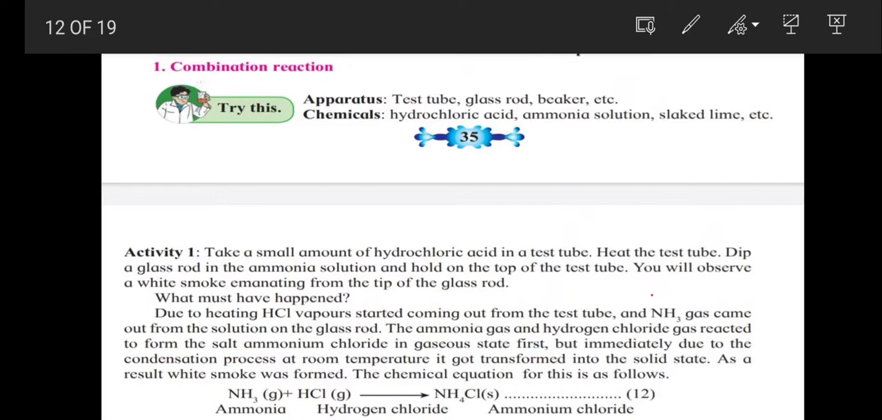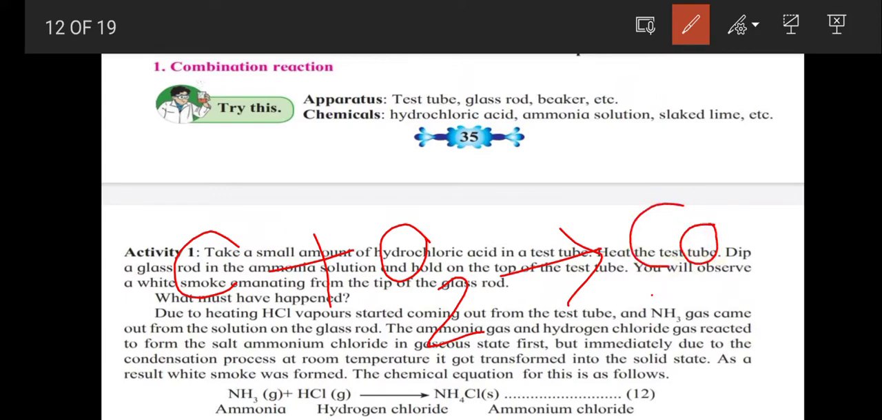When two or more than two atoms combine with each other and a single product is formed, that time there is the combination reaction. For example, when carbon is burned in presence of oxygen, it will give CO2, so that is the carbon dioxide. So that is the combination reaction.